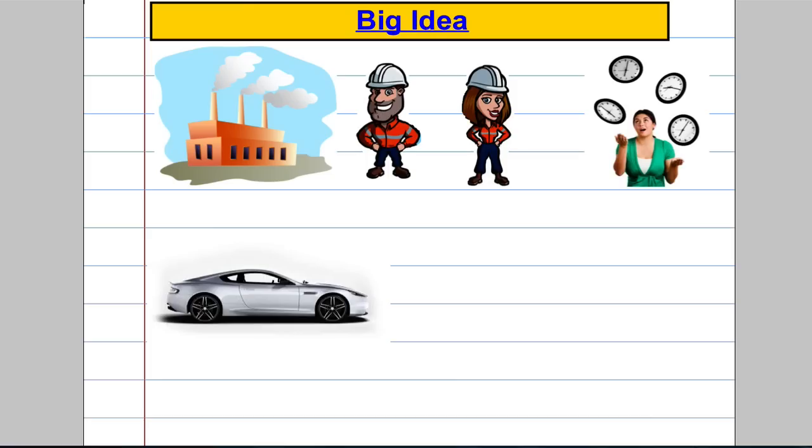So what's the big idea all about? What's critical path analysis all about? Well, it's any project you have where you've got numerous activities that need to be completed for your output. Let's have an example here. You've got a factory and you've got workers and you've got a time frame to complete a project. So say you're completing the making of a car in this factory.